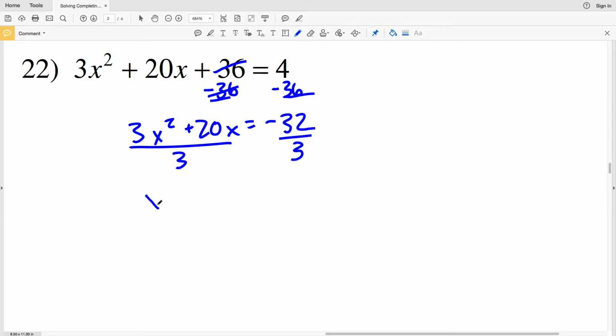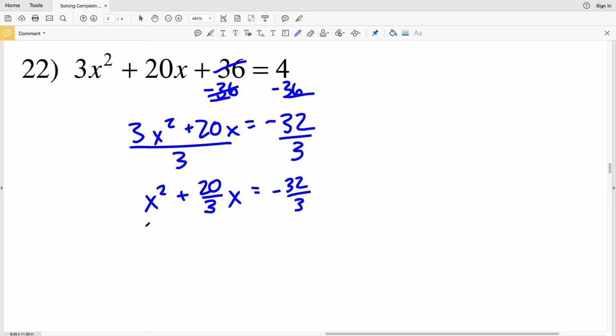3x squared divided by 3 is positive 1x squared. 20x divided by 3 is 6.66 repeating, so I'll just leave that as 20 thirds times x, 20 over 3 times x, and that's equal to negative 32 divided by 3, which is negative 10.6 repeating. So again, I'll leave that as negative 32 over 3, so that when I type those into my calculator, within parentheses, I'll have those exact values as opposed to a rounded value so soon within my problem.